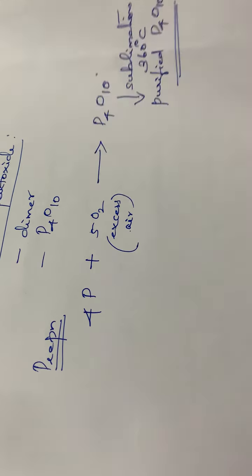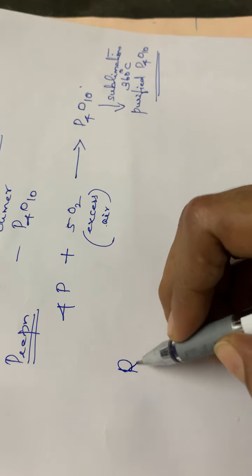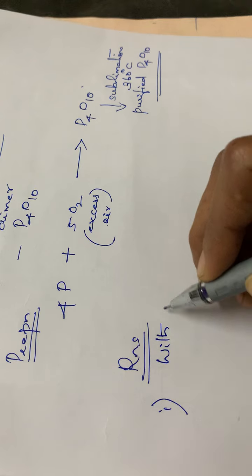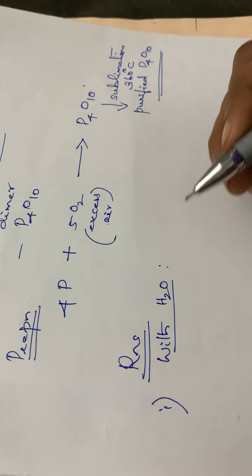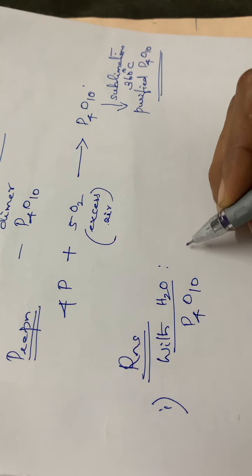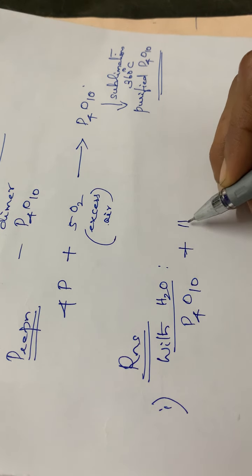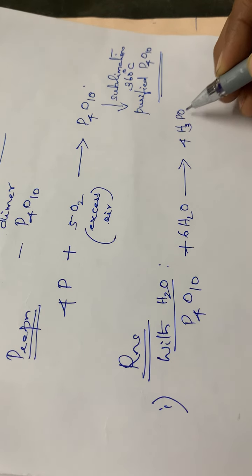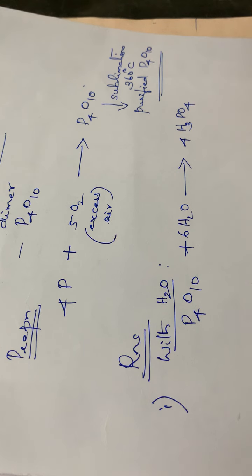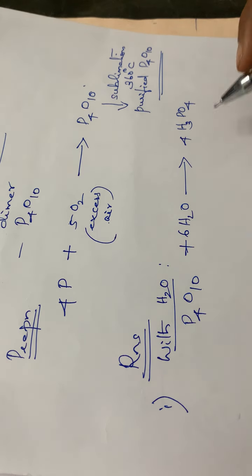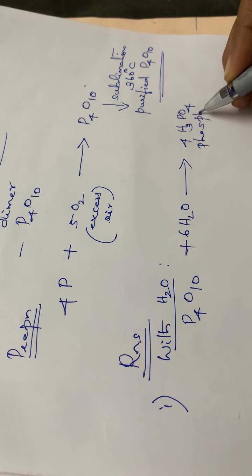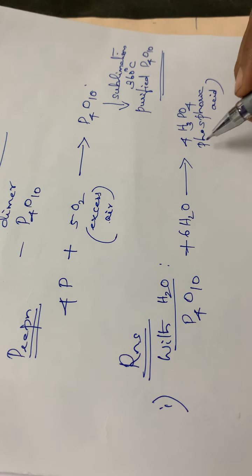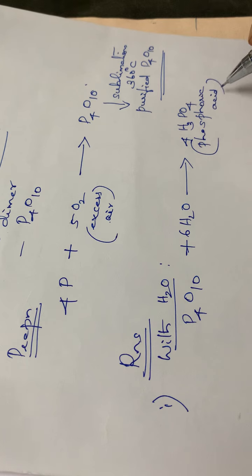Then the next is some of the reactions, or the chemical properties of this phosphorus pentoxide. First, reaction with water. With water, this P4O10 will be easily absorbing water. That means it will be reacting with water very fast. 6 molecules of H2O giving H3PO4. What is H3PO4? It is phosphoric acid, isn't it? H3PO3 is phosphorus acid, H3PO4 is phosphoric acid.